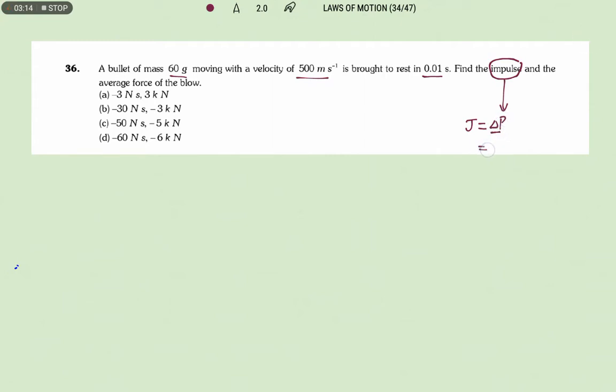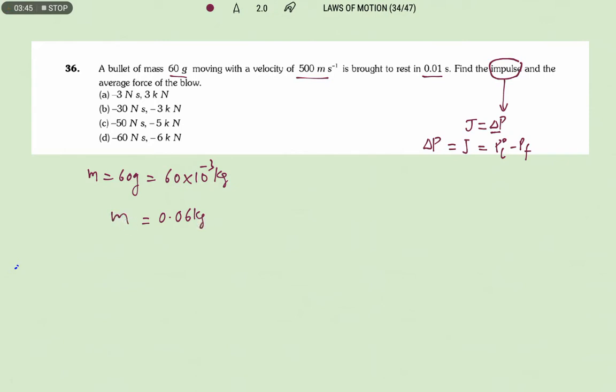So what is the formula for momentum? Final momentum minus initial momentum, or initial momentum minus final momentum we are going to write. So Pi minus Pf is nothing but impulse. Right. So what is the mass of the body? So mass of the body is given as 60 gram. We are going to convert into kg. 60 into 10 to the power of minus 3 kg. Therefore 0.06 kg. This is the mass of the body.